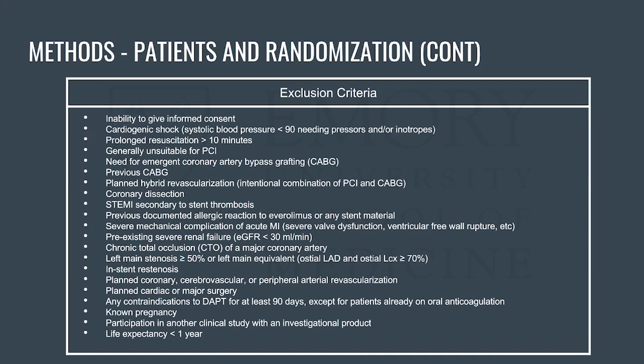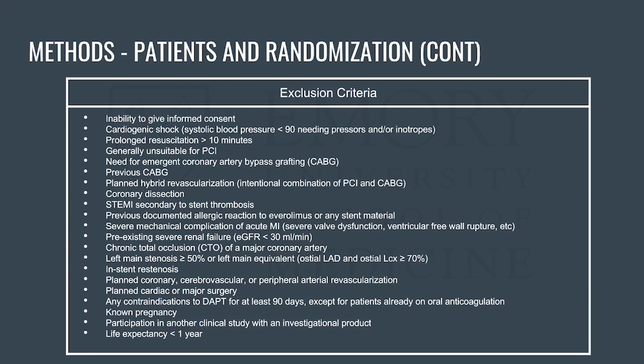If they were unsuitable for PCI, if they had a previous CABG, needed an emergent CABG, had coronary dissection, stent thrombosis, or an allergy to the stent material, or severe complications of the acute MI as well, such as severe valve dysfunction, ventricular free wall rupture, etc., they were excluded. They did not have significant renal failure, with an eGFR that needed to be greater than 30.